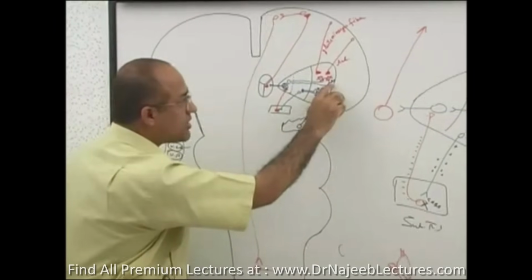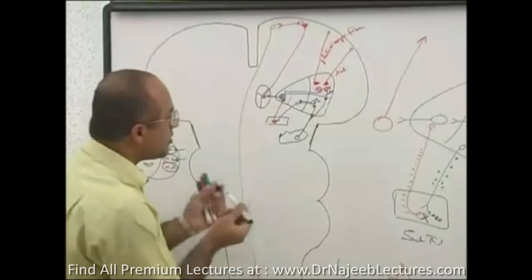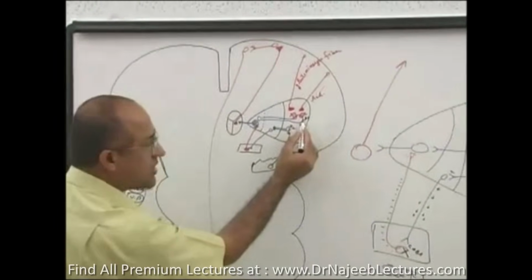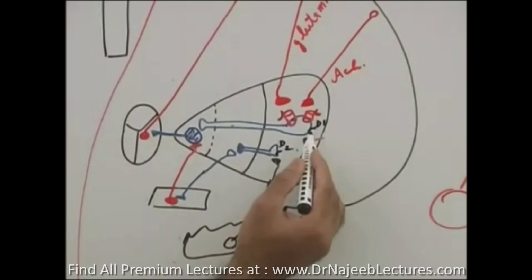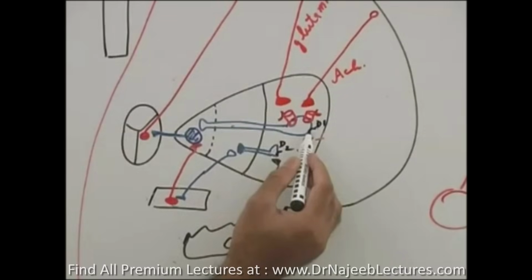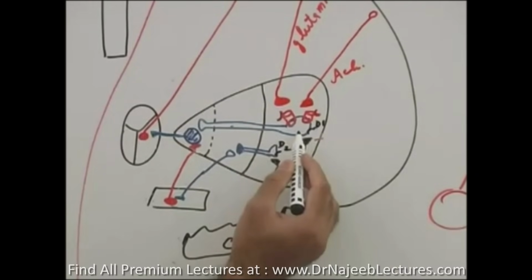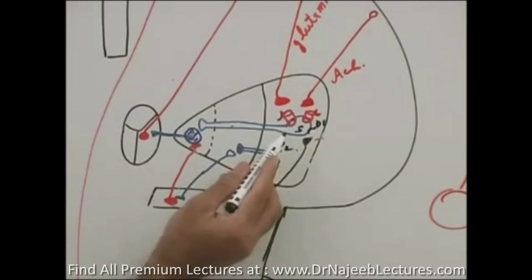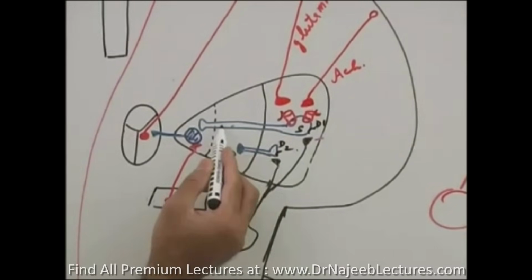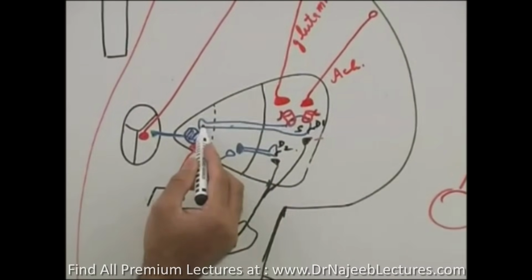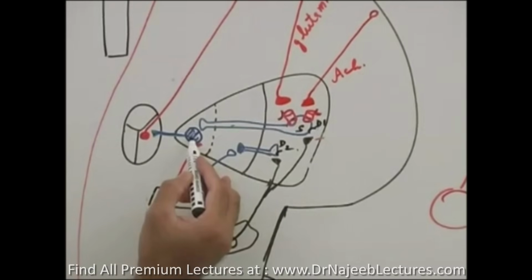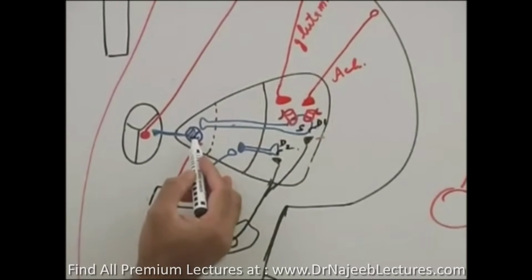When it releases dopamine on the direct pathway, which receptors are present? D1. And these D1 receptors are coupled with what? G stimulatory. And G stimulatory stimulates this first GABAergic neuron. When the first GABAergic neuron is stimulated, it produces a lot of GABA on what? The second GABAergic neuron. And the second GABAergic neuron becomes inhibited.